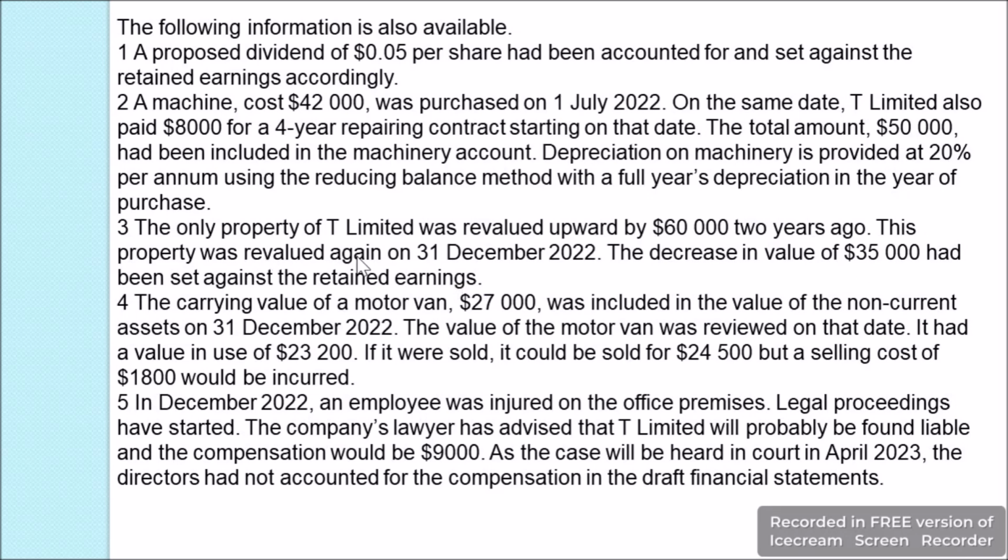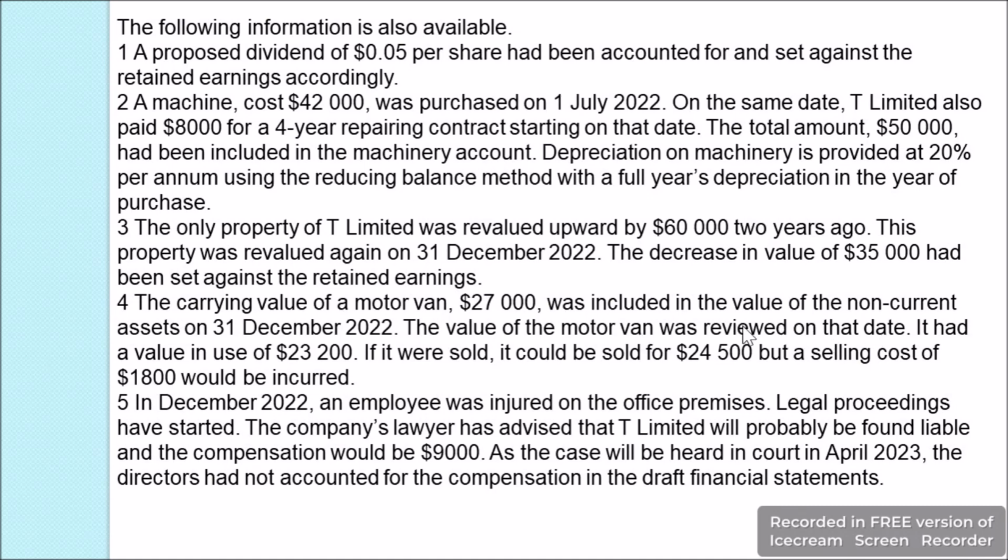This property was revalued again on 31st December 2022. The decrease in the value of $35,000 had been set against the retained earnings. The carrying value of the motor van, $27,000, was included in the value of non-current assets on 31st December 2022. The value of the motor van was reviewed on that date.